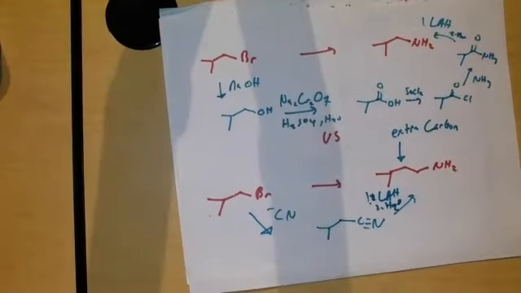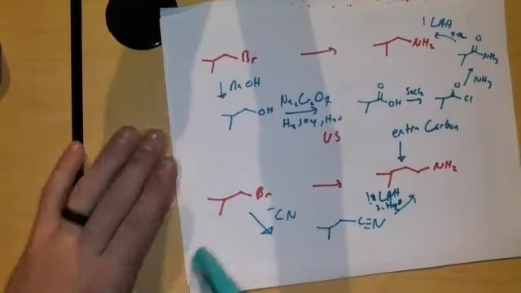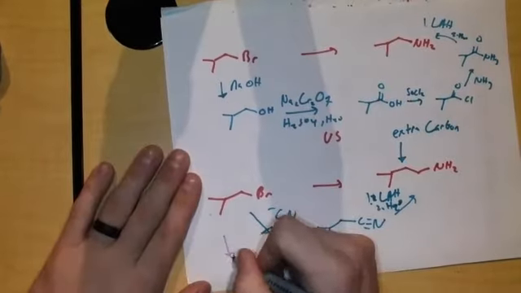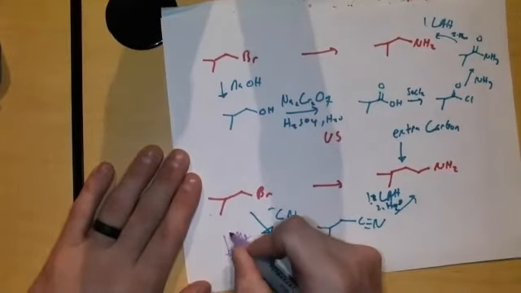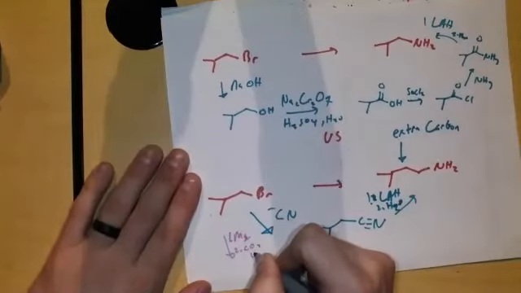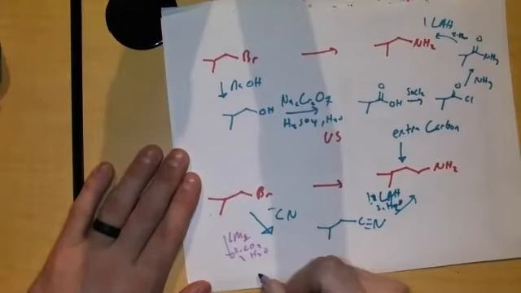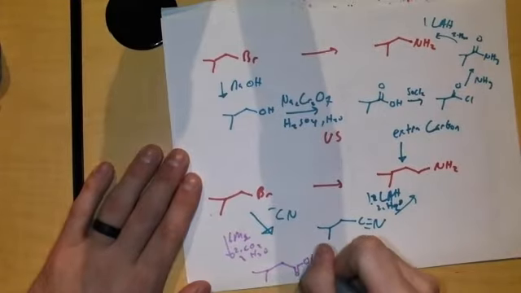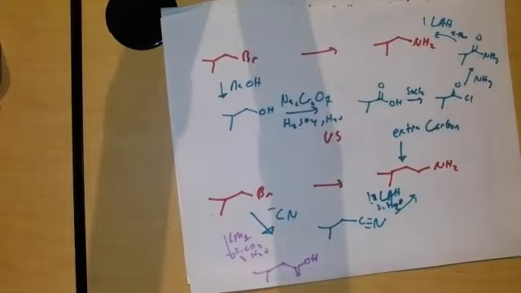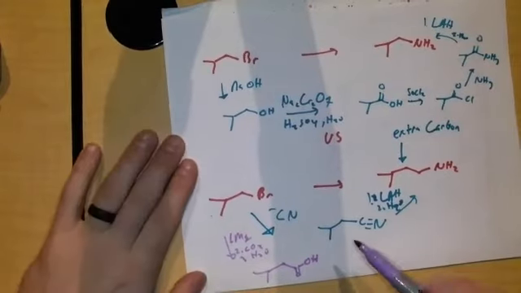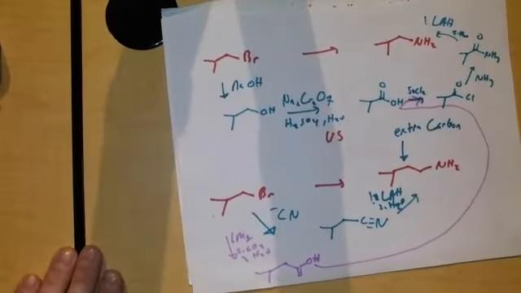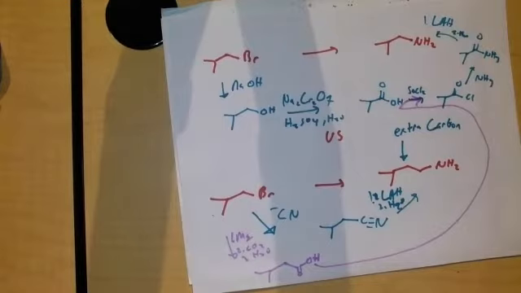Another option is a lot more steps. You can add an Mg. I'm going to write this down because you are going to use it a lot for other things. If you throw in Mg, followed by CO2, followed by water, you can make the carboxylic acid version of this. And then from here, we're just plugging this into what we did over there: SOCl2, ammonia, LAH, and you can get your final product that way.